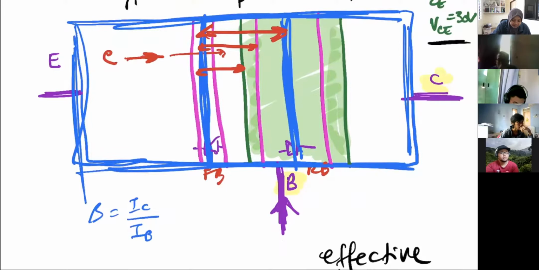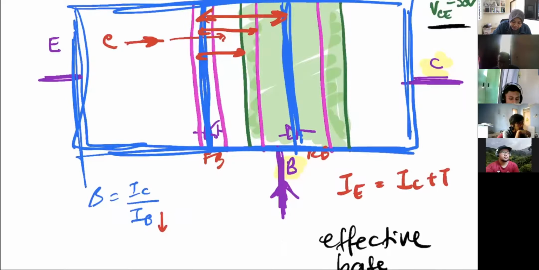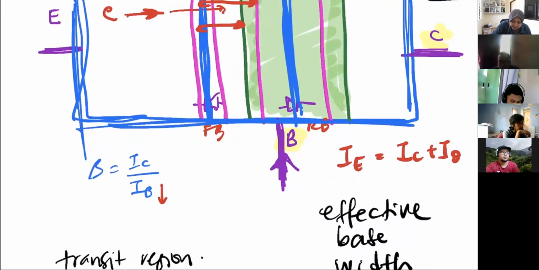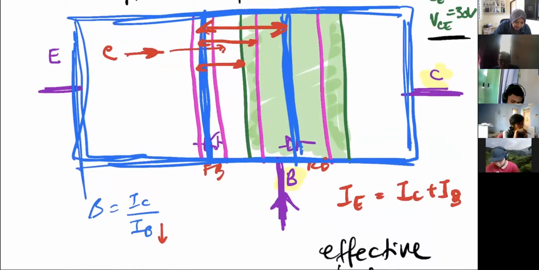So then IB becomes lower. Okay. So if we say on beta, IE equals IC plus IB. Remember this equation, right? The total current is actually IE. This is the total current of IE, actually the sum of IB and IC.